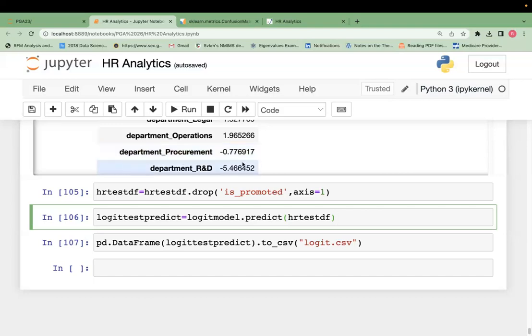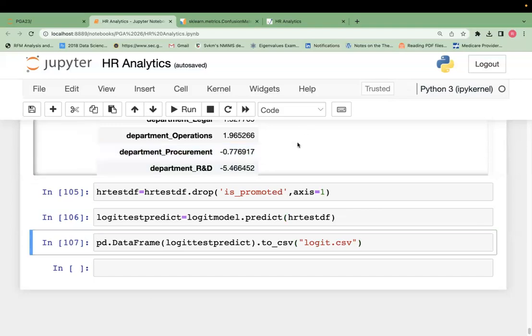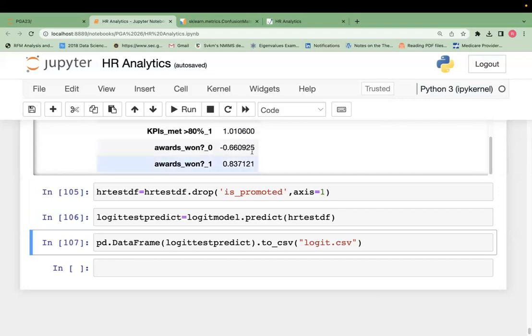Right, this one. See, like in the coefficients, you can see, right? See, awards 1, 0, awards 1, 1, KPIs met 0, KPIs met 1. These are all binary, no? 0 and 1. That's why the model performance is not good.